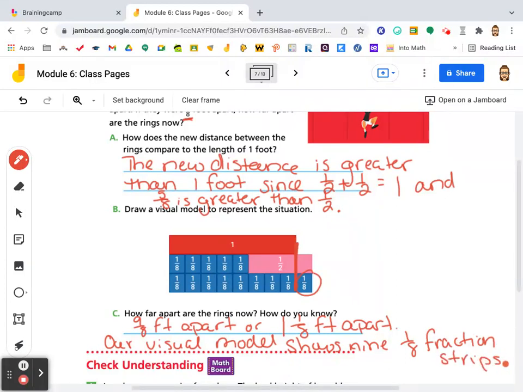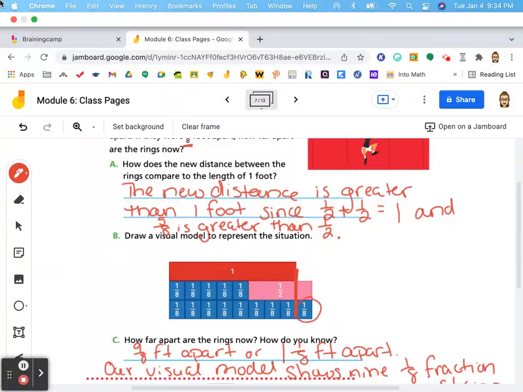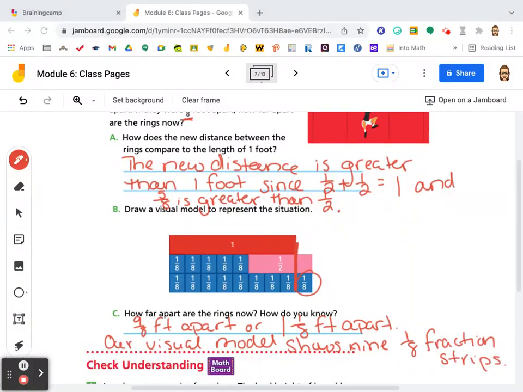So that is all for today's lesson. I hope that you are now able to represent the sum of fractions with different size parts using a visual model. And as always, remember, in order to be a math person, you just have to be a person and do math.